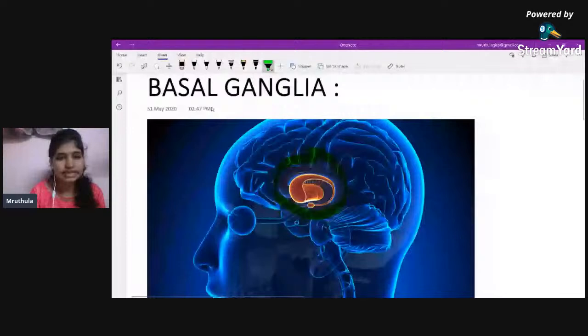Now this is present in the base of the brain. If you can see the picture, you could appreciate it. It's in the base of the brain, so we call it the basal ganglia. So that's about the name.